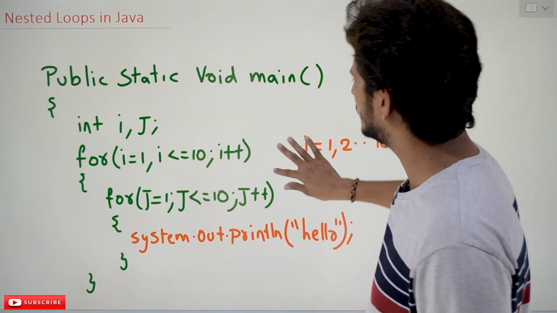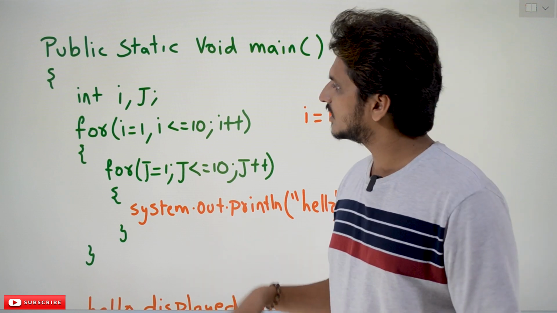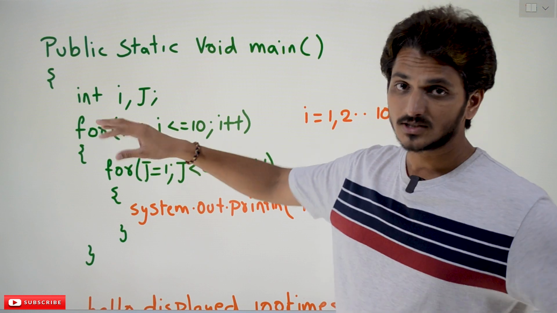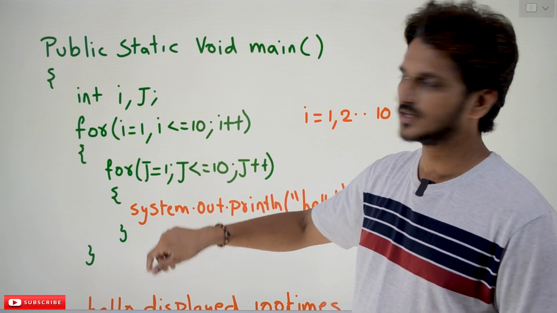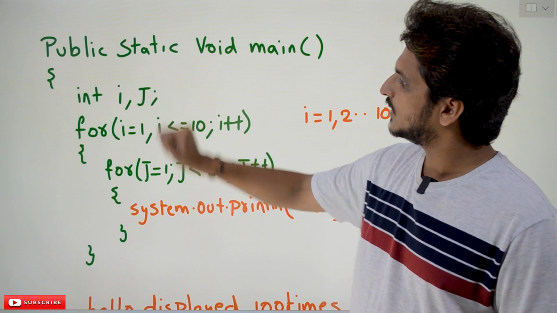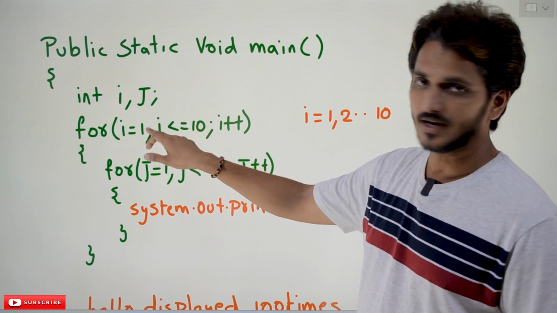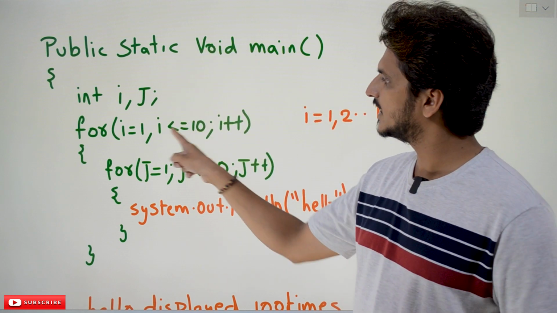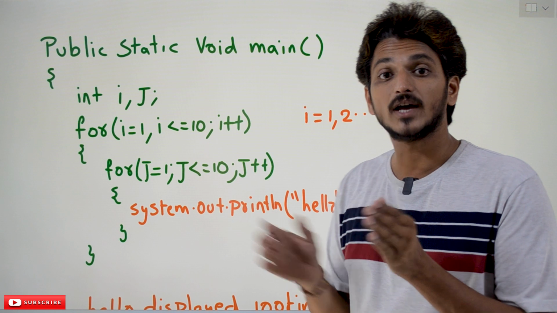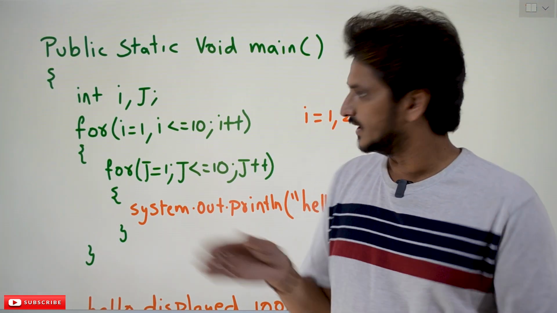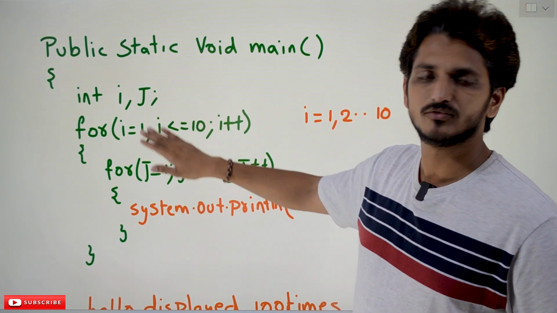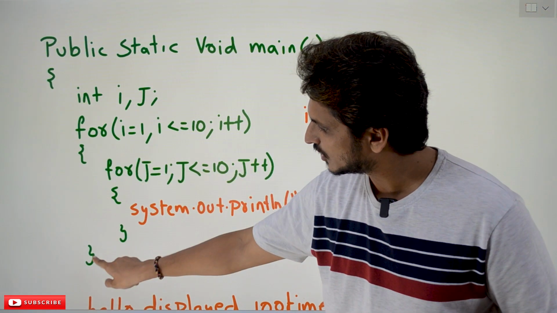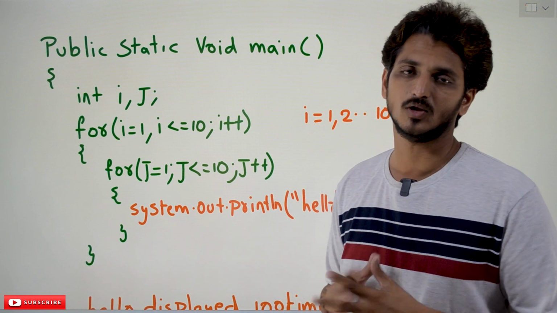Coming to today's class, let's try to understand how nested loops are executed. In our last class we discussed how loops are executed. int i, j, two variables are considered. For i equal to 1, initially the i value is 1. It checks the condition 1 less than or equal to 10. Yes, if the condition is true, then execute the body of the loop. So what is the body of the loop? Open bracket, closed bracket. This is the body of the loop.